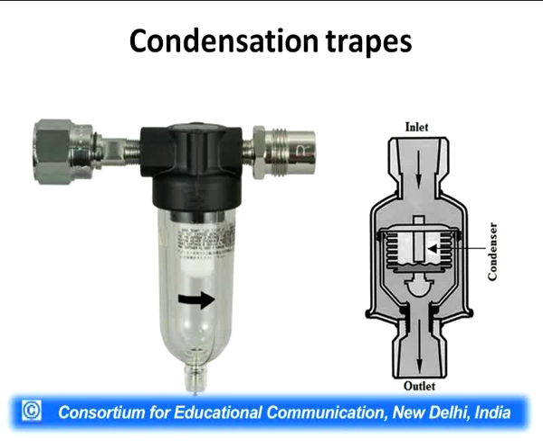Here the schematic of the condensation trap is given. We can see here there is an inlet and there is an outlet, and in between there is a condenser. So, what happens, the particles while passing through the condenser grow sufficiently so that they can easily be removed from the air stream.